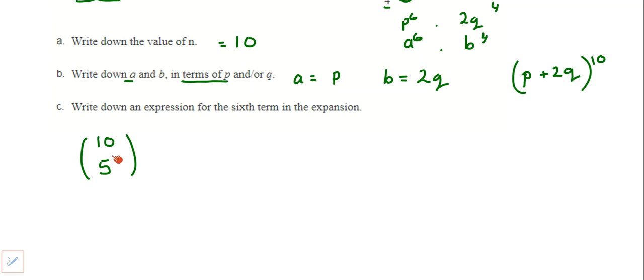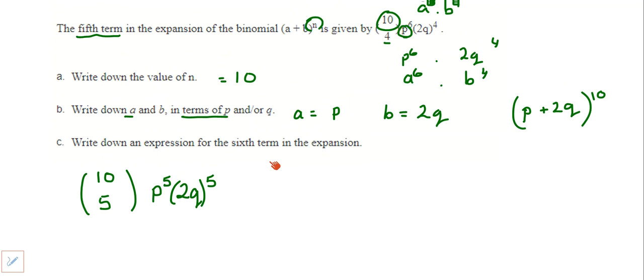No. So we've got the 10, 5 bit, which then leads us to the rest of it. So we would have P to the power of 5, and 2q to the power of 5. Okay. But we do need to question: do we need to simplify?